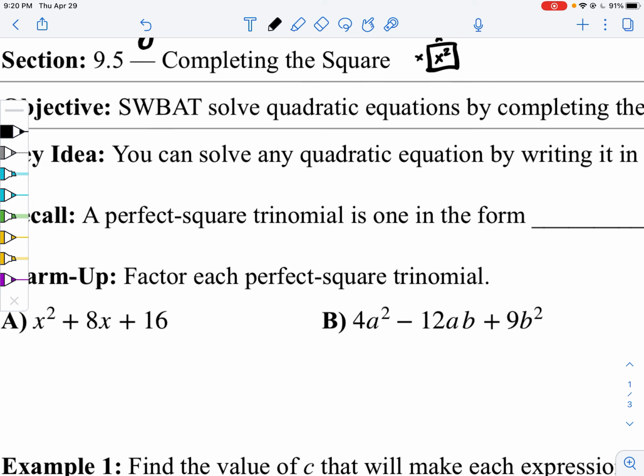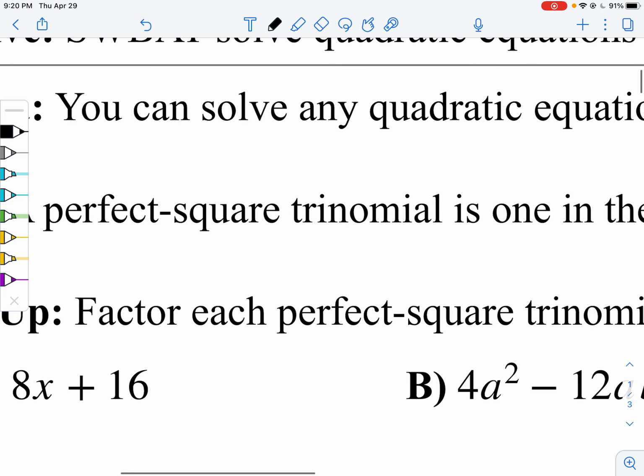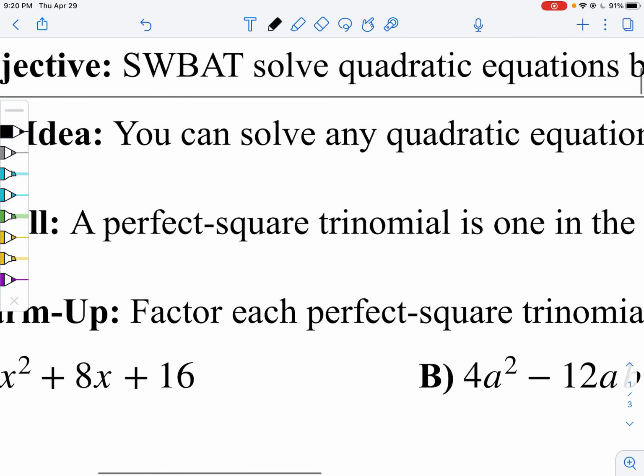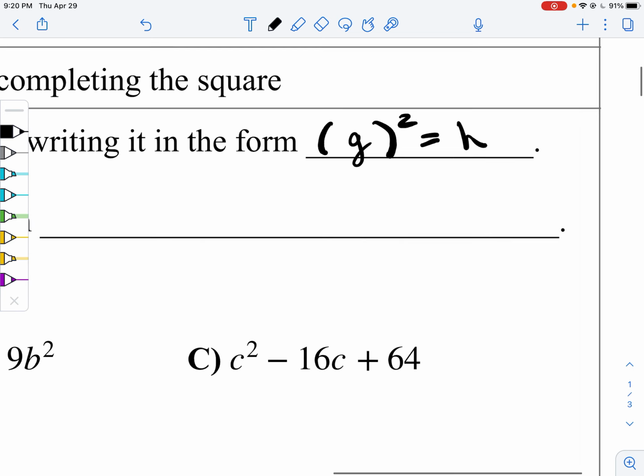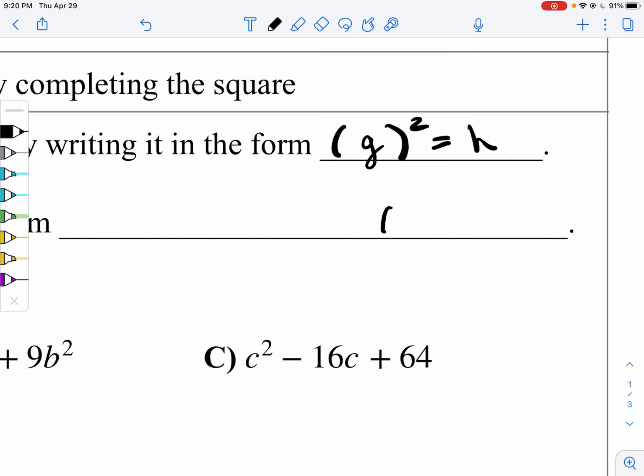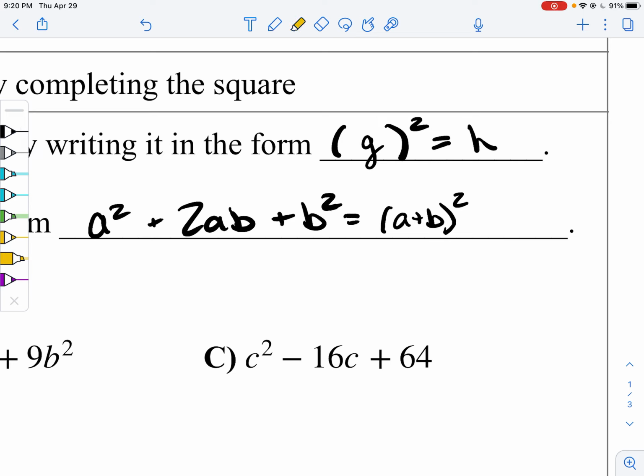You'll also remember from our factoring unit that a perfect square trinomial is one that we get when we multiply (a plus b) squared. If we do (a plus b) times (a plus b), we'll get a squared plus 2ab plus b squared. That's what we're going for. There's always this 2 in the middle. There's a middle term right there.